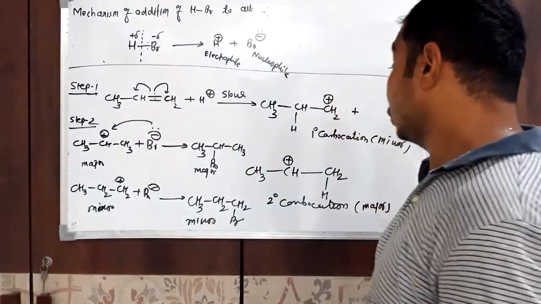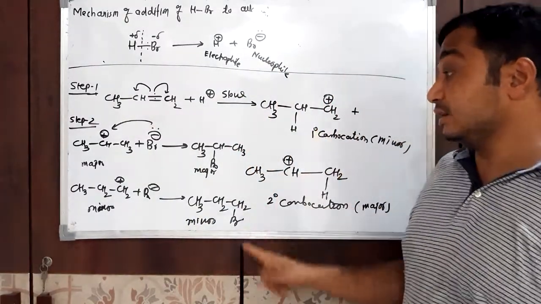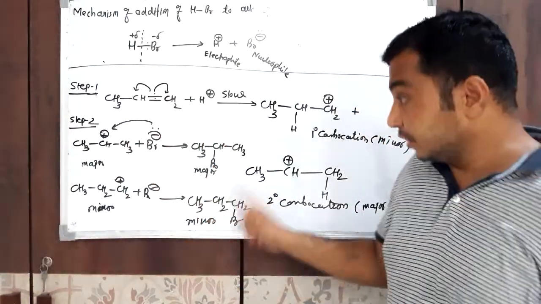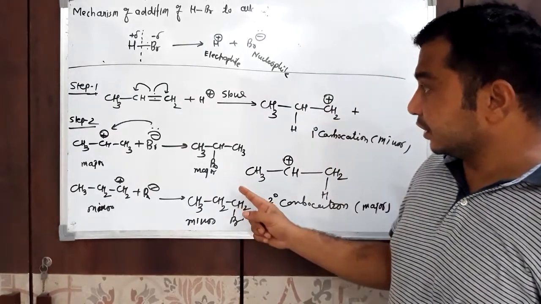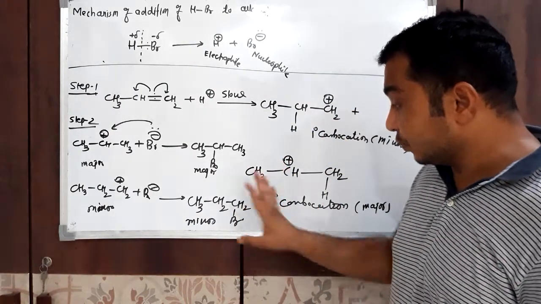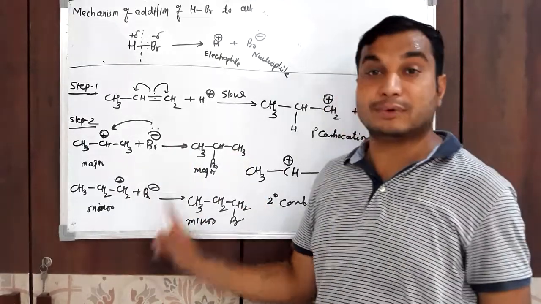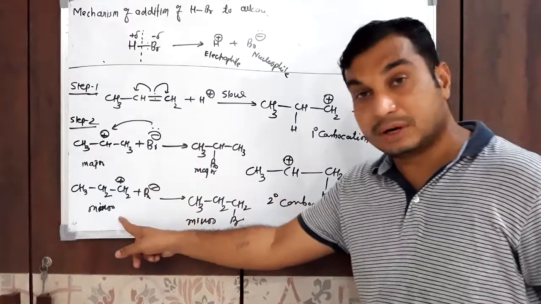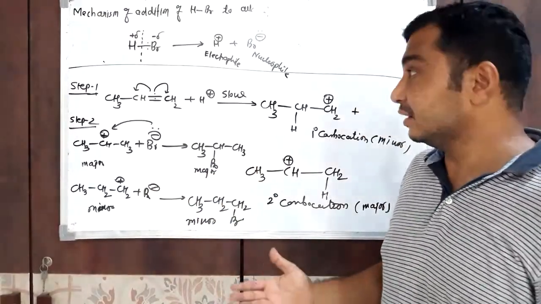So why is 2-bromopropane major? Because it is formed by the more stable secondary carbocation. Therefore in this reaction 2-bromopropane is major and 1-bromopropane is minor, which is formed by the less stable carbocation. More stable carbocation gives more product, less stable carbocation gives less product. Okay, that is the meaning.